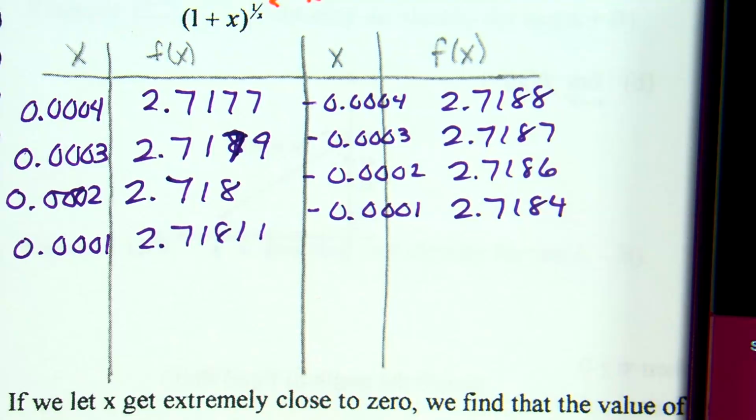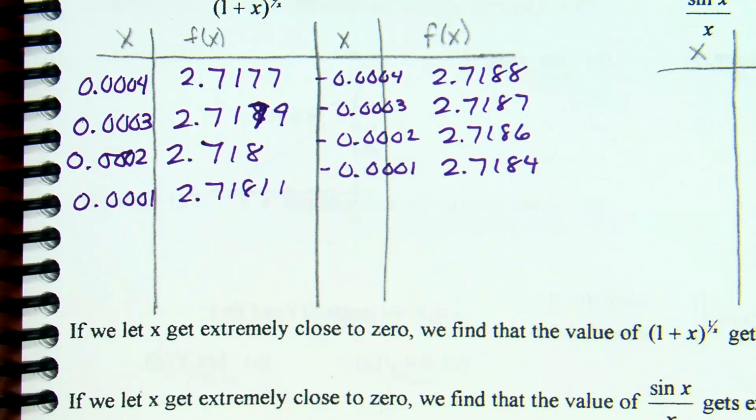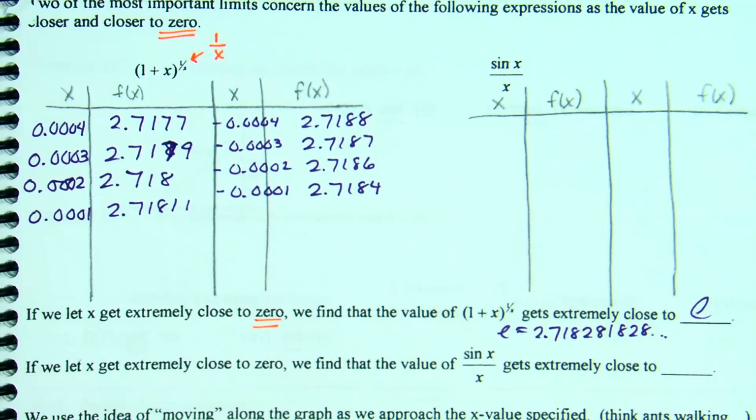Now down below it says, if we let x get extremely close to 0, we find that the value gets extremely close to e. And for reference sake, e is 2.718281828, which is what I have written down. And that's just the e out of the calculator. Using the graph itself, that would have been hard to figure out, wouldn't it? I knew it was between 2.5 and 2.9. That doesn't make me think 2.718.